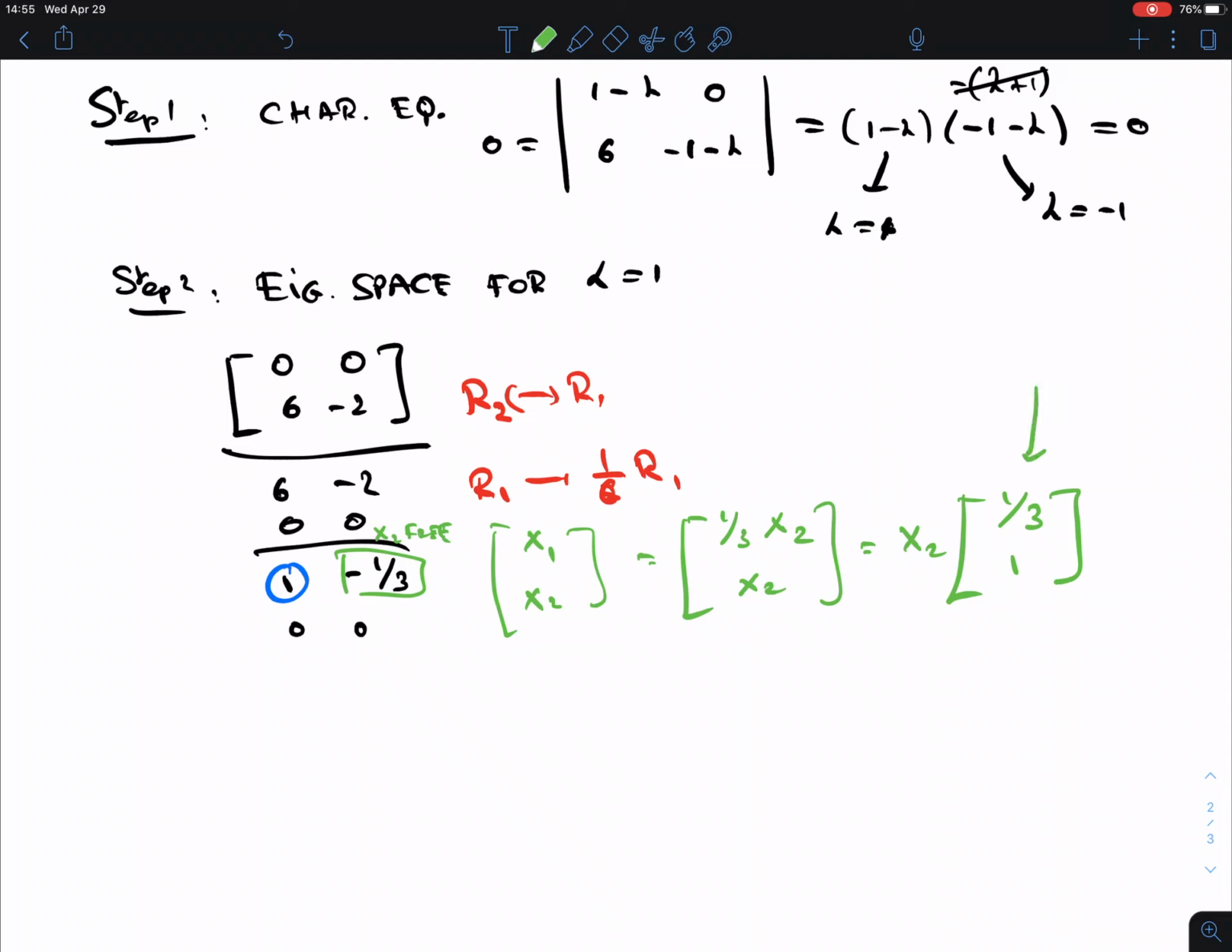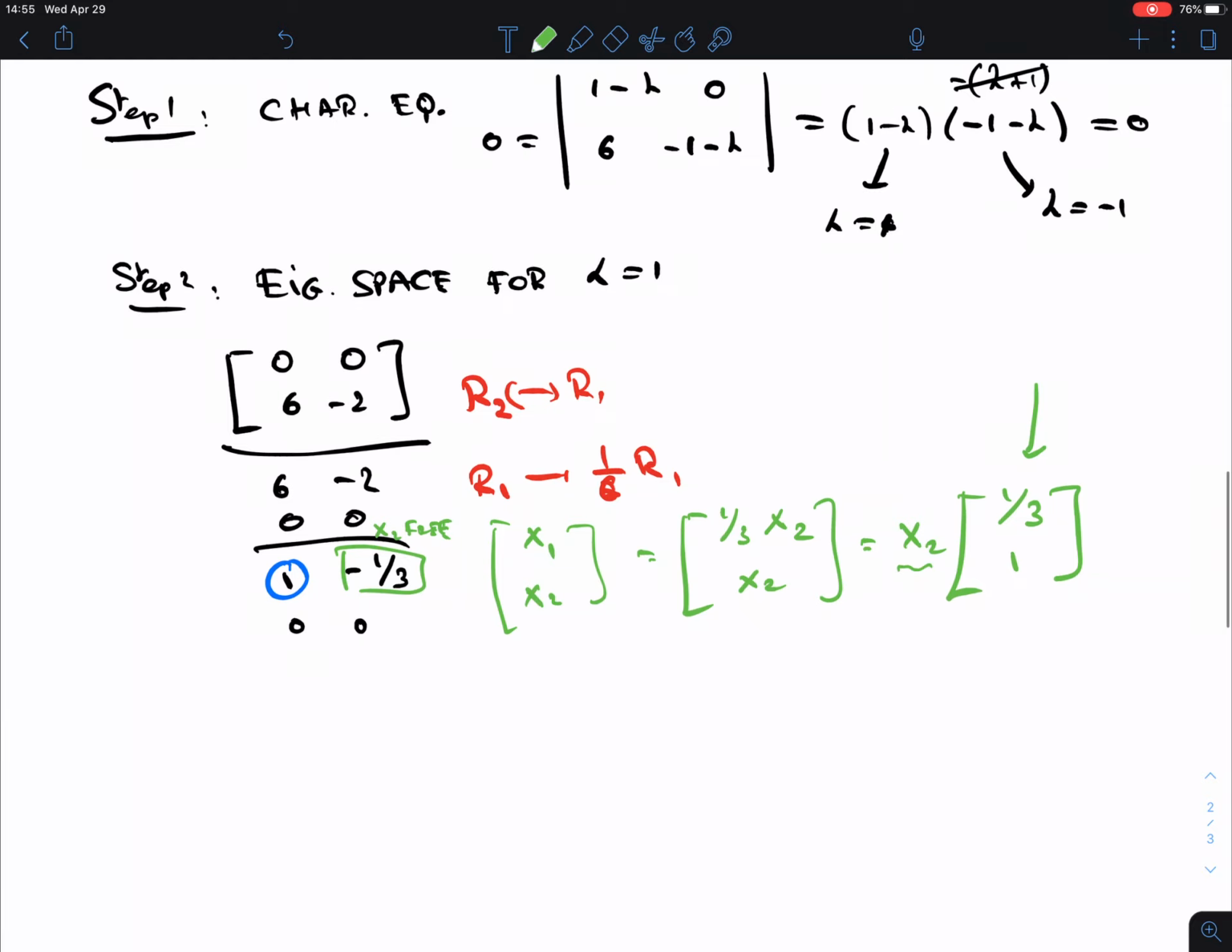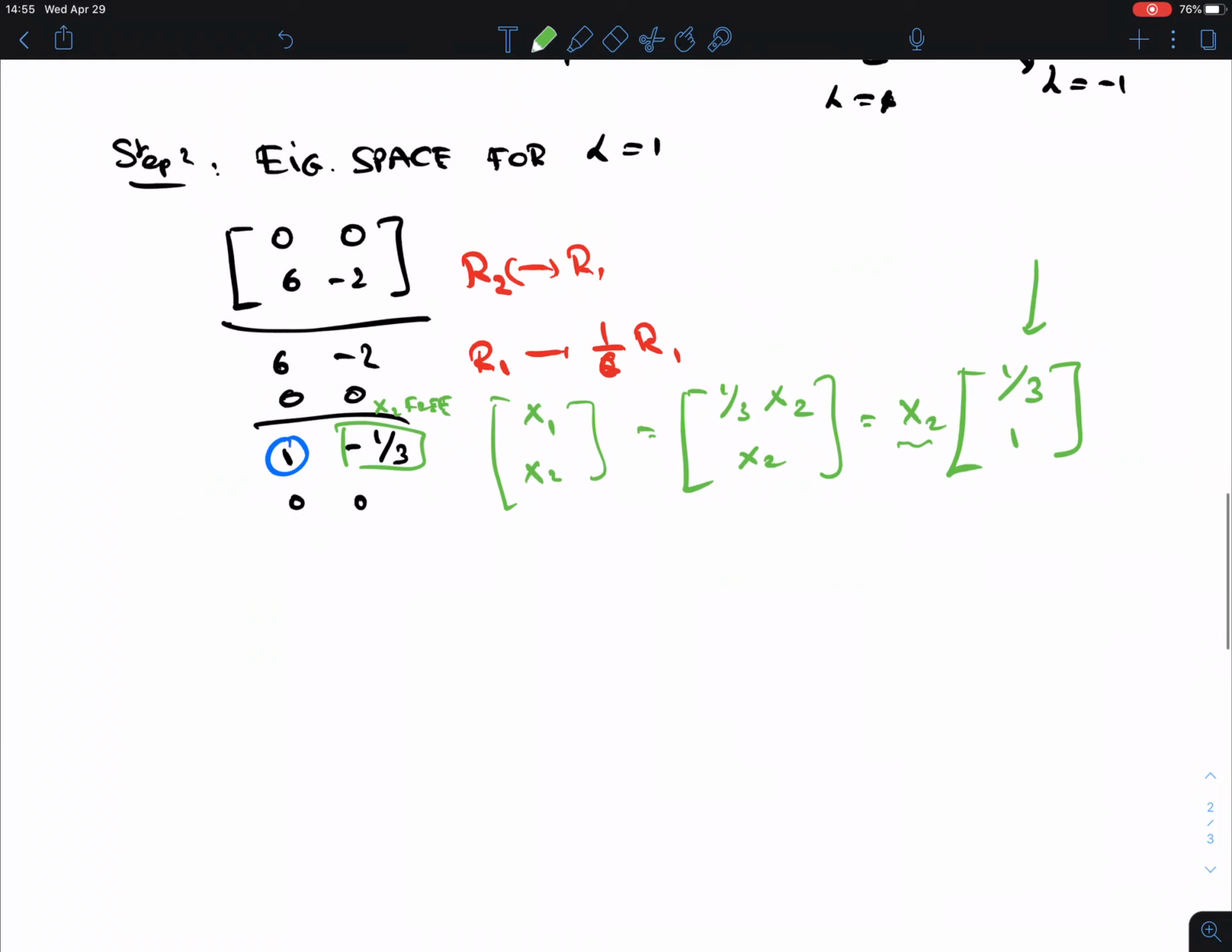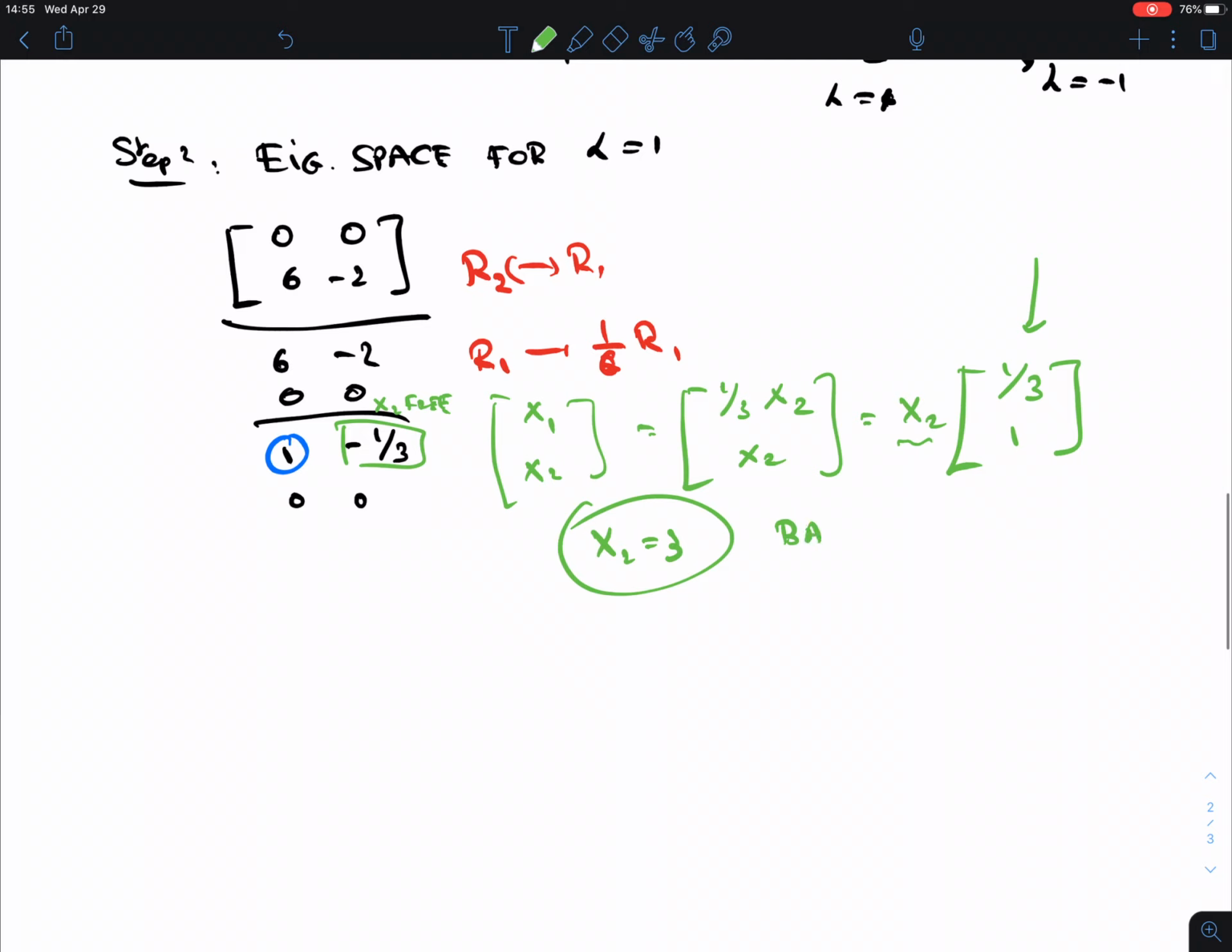So this is a basis vector, but we have a choice. And since we don't like fractions, we can take a multiple. We can take x2 what we want here. So I'm going to take x2 equals 3 to get rid of the fraction. I don't need to, and you can do it without it, but I just don't like fractions. So my basis vector is going to be 3 times this one, so this is (1, 3). Because I'm going to have to put this in a matrix P, I'm going to have to find the inverse of this P, so it's better to not have too difficult numbers here. Okay, that's the eigenspace for lambda equals 1.